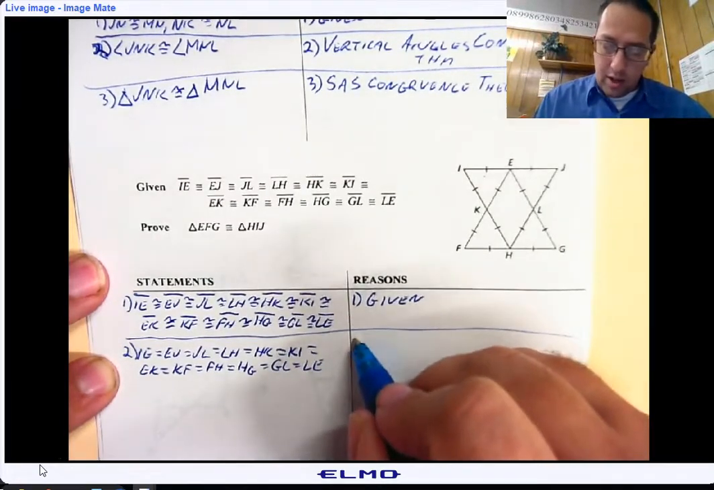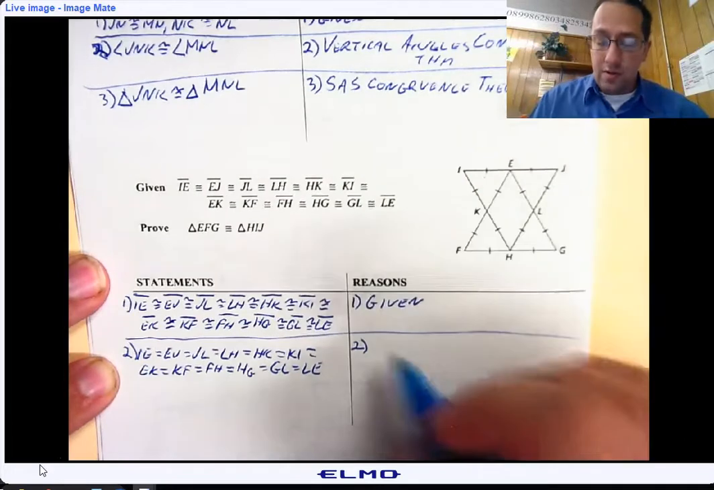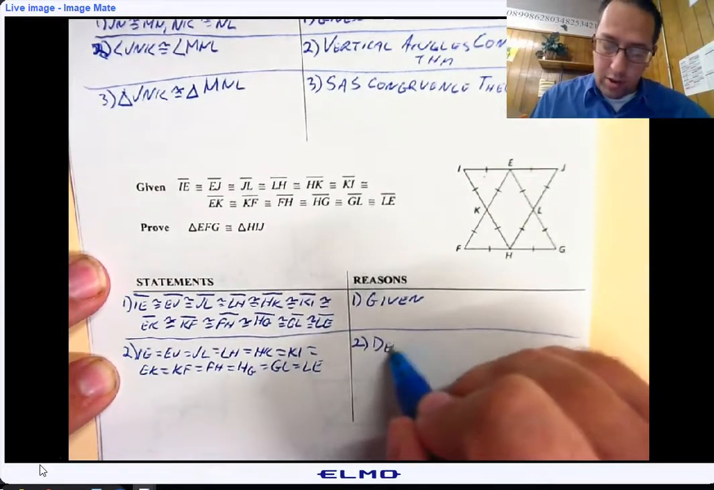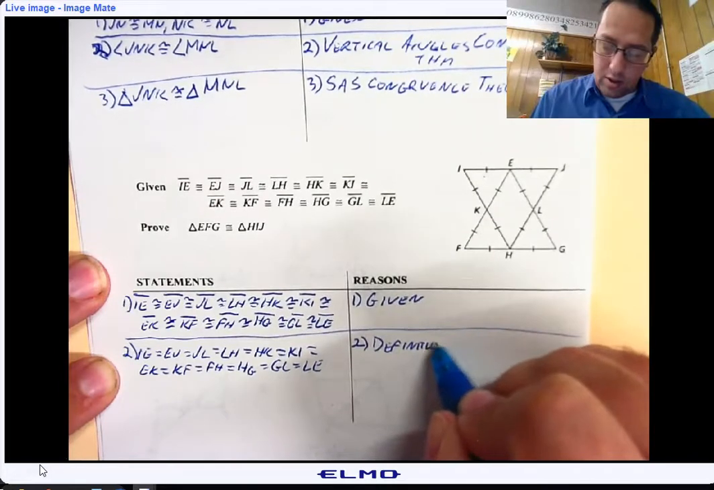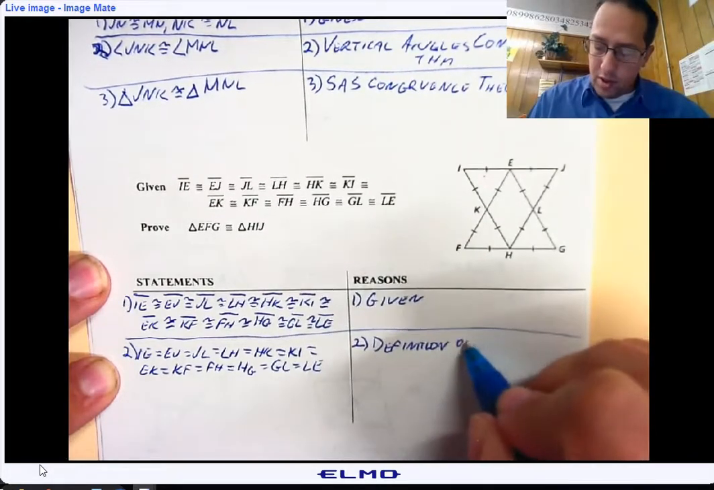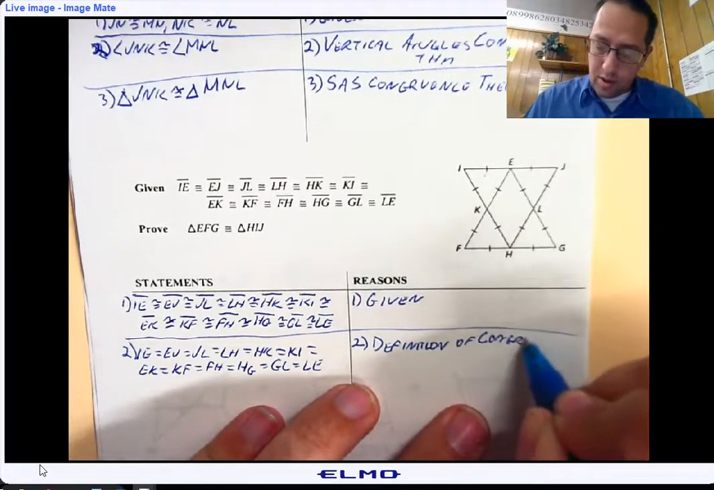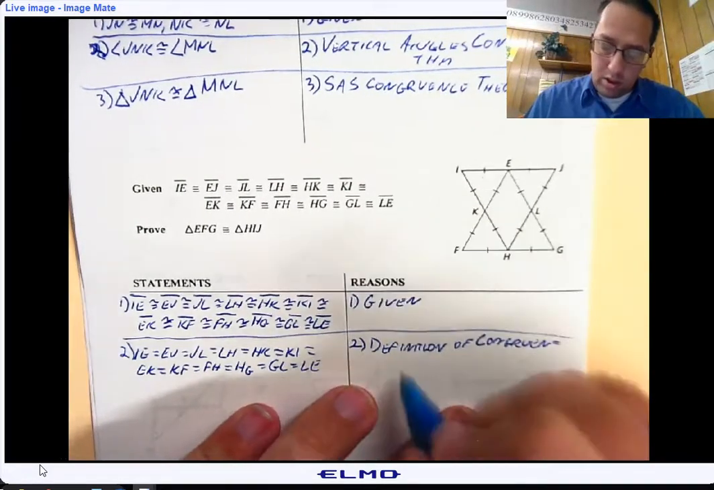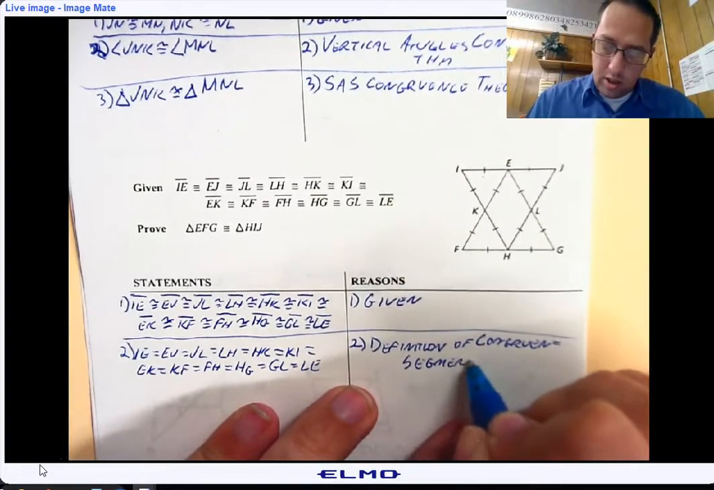All right. How do I know this is true? I know this is true because they're congruent to each other. That's the definition of congruent segments.